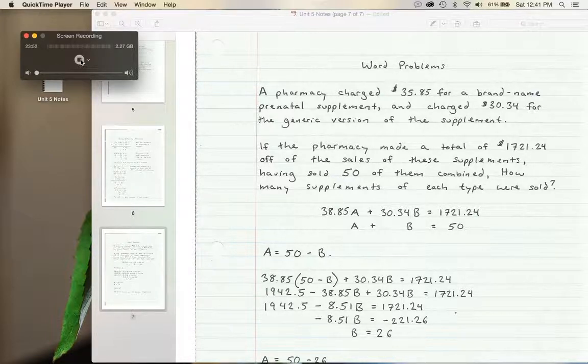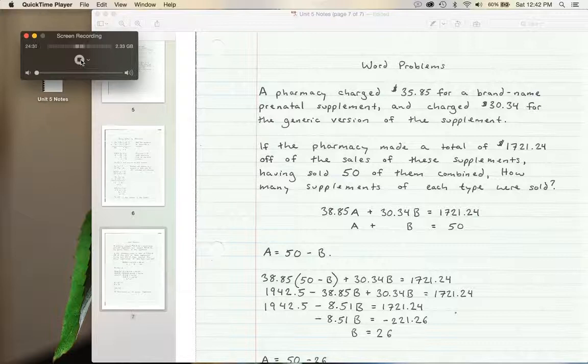But without going into any more of that, let's go ahead and have a look at this particular word problem. It says, a pharmacy charged $35.85 for a brand name prenatal supplement and charged $30.34 for the generic version of the same supplement. If the pharmacy made a total of $1,721.24 off of the sales of these supplements, having sold 50 of them combined, how many supplements of each type were sold?